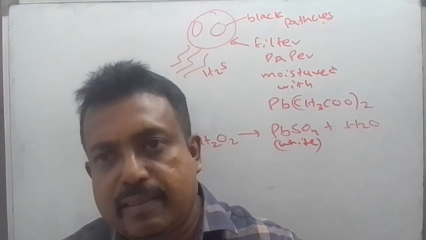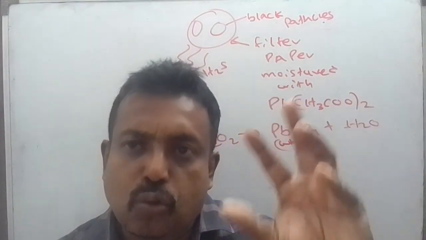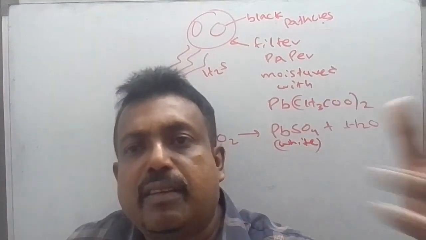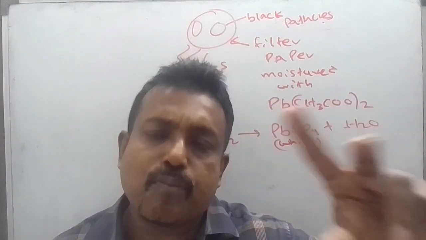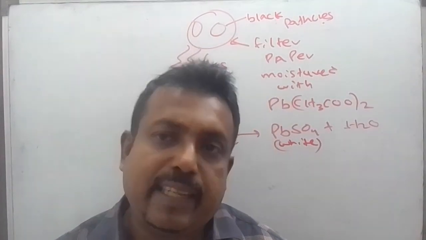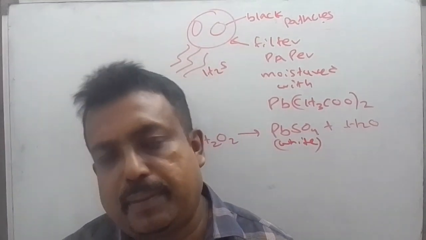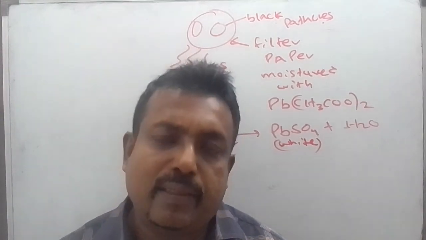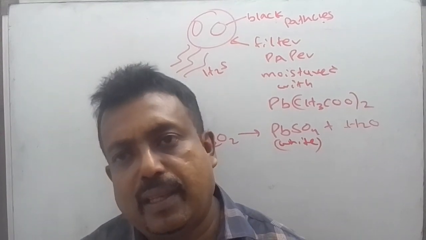The test is that when H2S, in other terms gas B, gets in contact with filter paper moistened with lead acetate, it is possible to observe black patches on the filter paper. That is the test for H2S. And what kind of test can be used for sulfur dioxide?